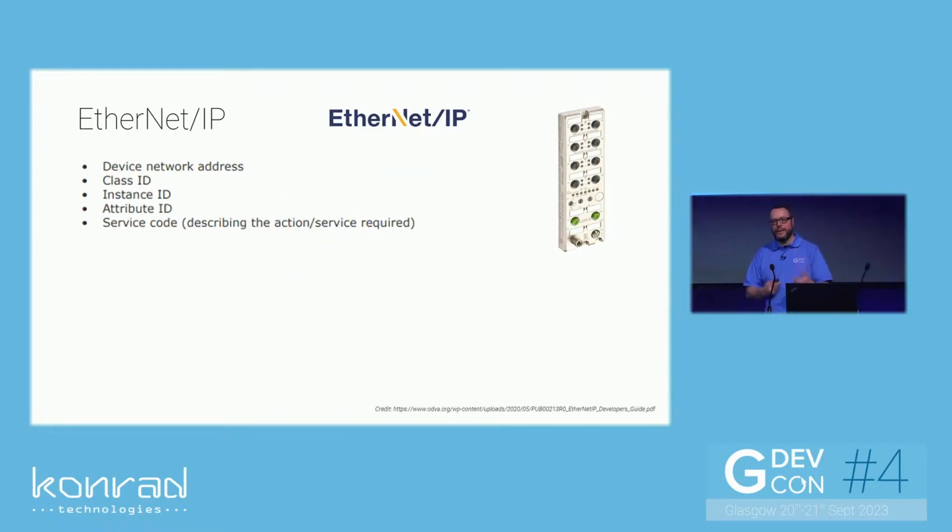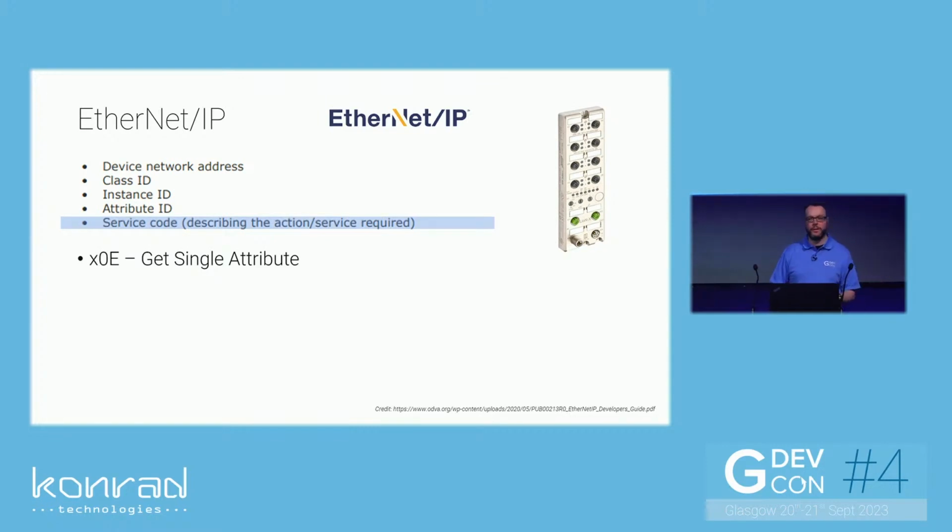So just to wind back a little bit, when we're talking to one of these Ethernet devices, we need to know its IP address, the class we're interested in, if there are multiple instances, which instance, and then the attribute ID. But then also there's a service code. When we're talking to this device, we might not want to get an attribute. We might be telling it to reset itself, or we might be setting a variable. So each of those different methods are service codes. So there's a wide variety of service codes on the Ethernet standard. So that's really important.